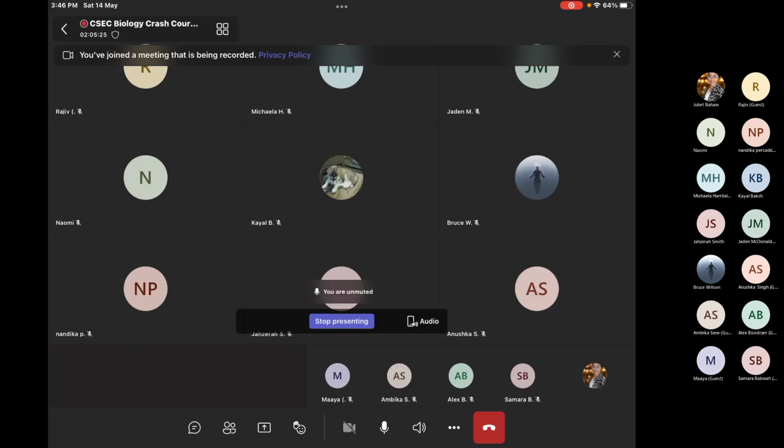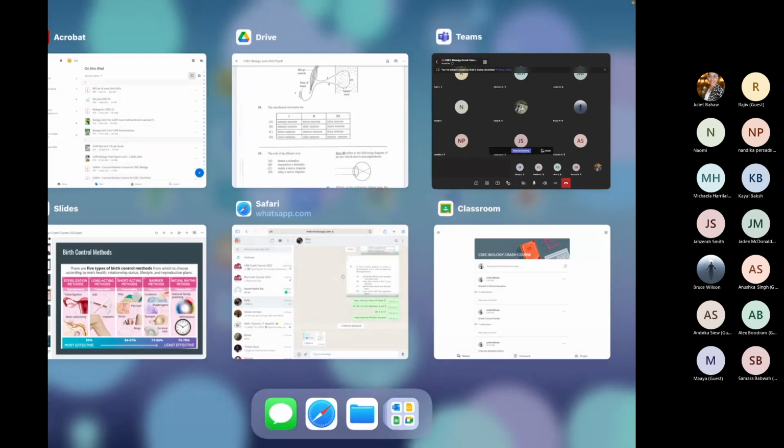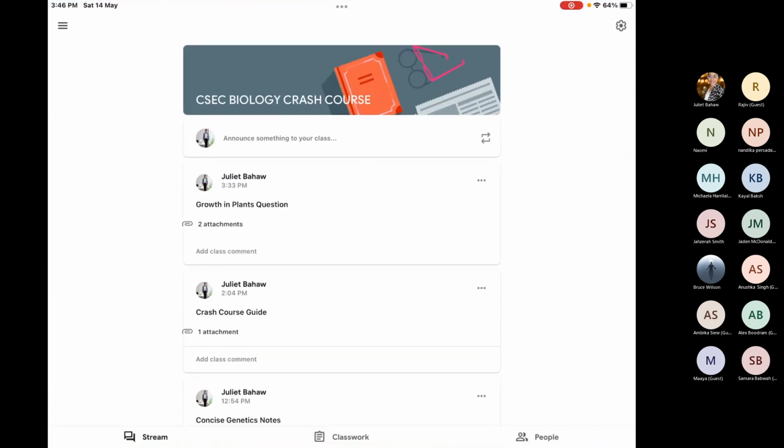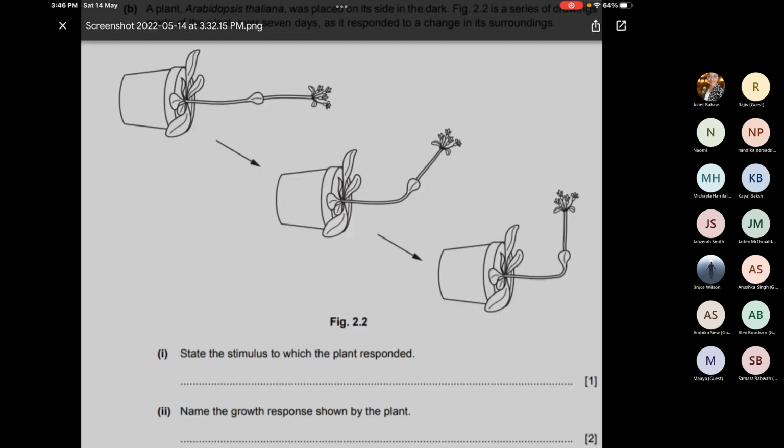Okay, let's start correcting that structured question. I also posted one on osmosis. So let's just go through the one with growth first.